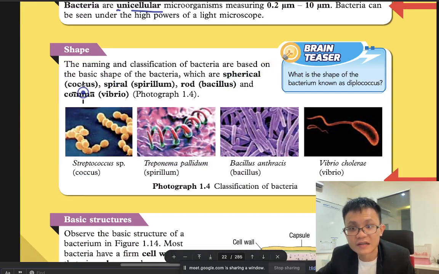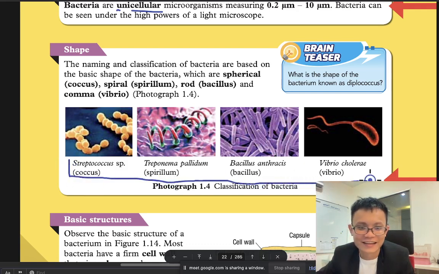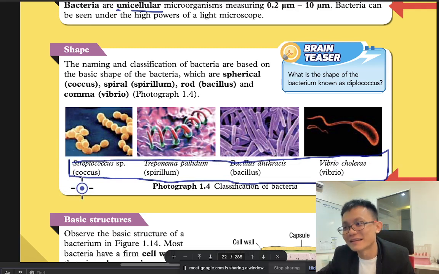Example, spherical coccus. Yeah, this is the difficult part. This one is a difficult part because you need to memorize this. Because one day I saw this question, and I was like, huh? Because it's very difficult to write the spelling in the answer sheet. So Streptococcus, Treponema, Plasmodium, Bacillus asparagus, Vibrio cholerae.